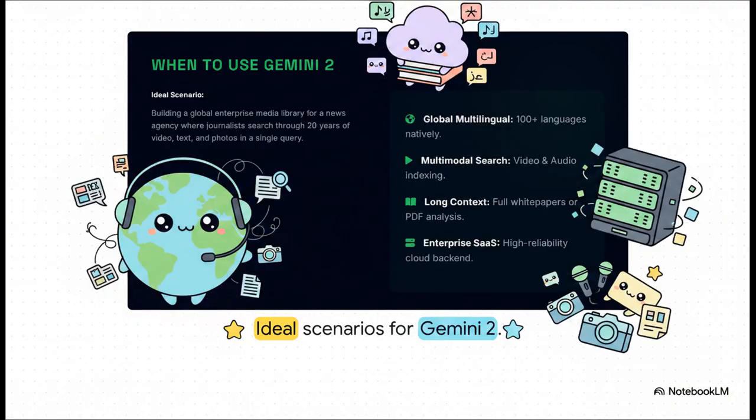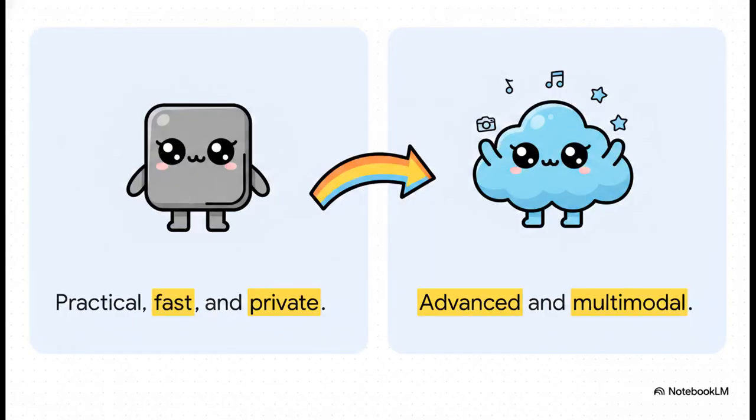On the flip side, Gemini 2 is the gold standard for global enterprise architectures. Picture building a massive media library for a worldwide news agency, right? Where journalists need to search through 20 years of video, text, and photos, all at the exact same time across 100 different languages. For that kind of massive scale, long context window, and multimodal indexing, Gemini 2 is just unmatched. Impartially speaking, FastEmbed is genuinely the more practical solution for about 90% of your basic text-only needs. It's fast, it's totally private, and it's free.